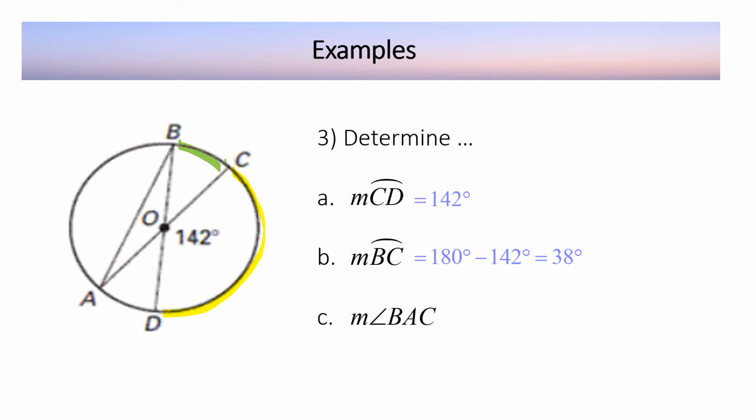And then we are able to find the measure of angle BAC. Because it is an inscribed angle, it will be half the measure of the intercepted arc. 1/2 of 38 is 19 degrees.